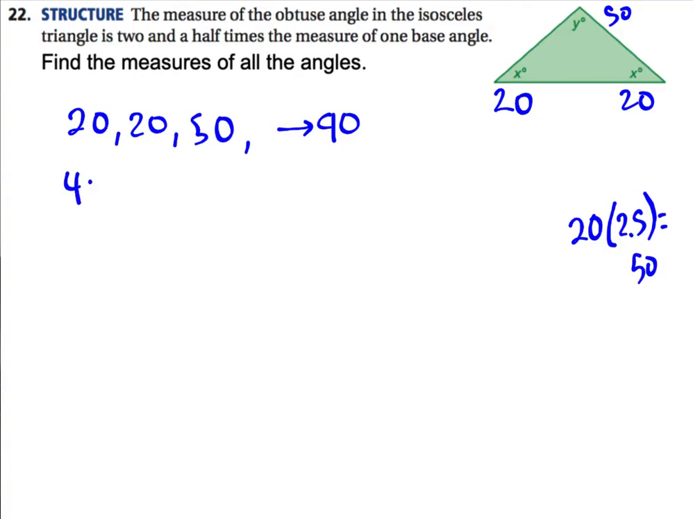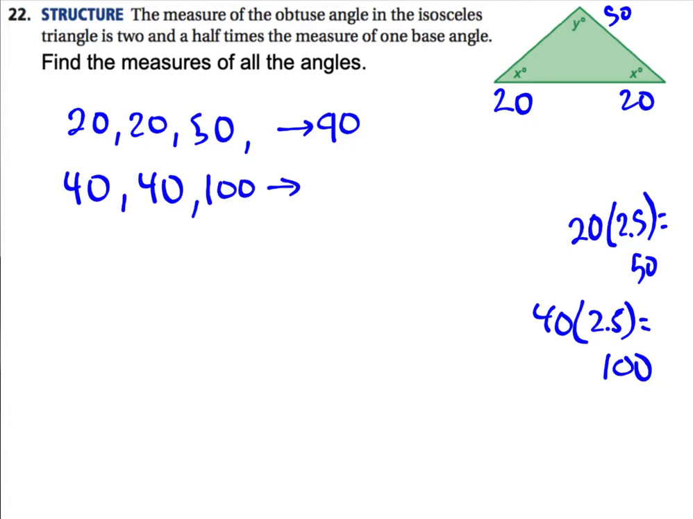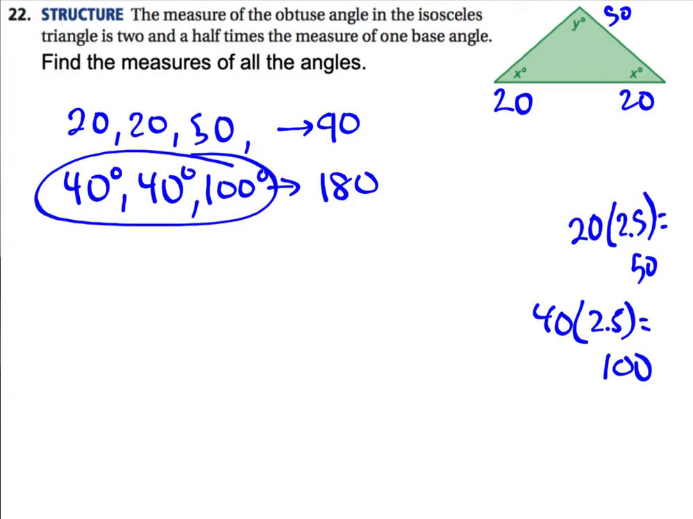So let's try a 40 degree angle and 40 degree angle. And 40 times 2.5 is 100. So a 40, 40, 100, that does add up to 180. So the measure of all the angles would be 40 degrees, 40 degrees, and 100 degrees. And that was just getting a quick guess. 20, I just kind of pulled that out of thin air. 20, 20, and 50. That didn't work, but it did give me enough information to make a better guess. That's how guess and check works.